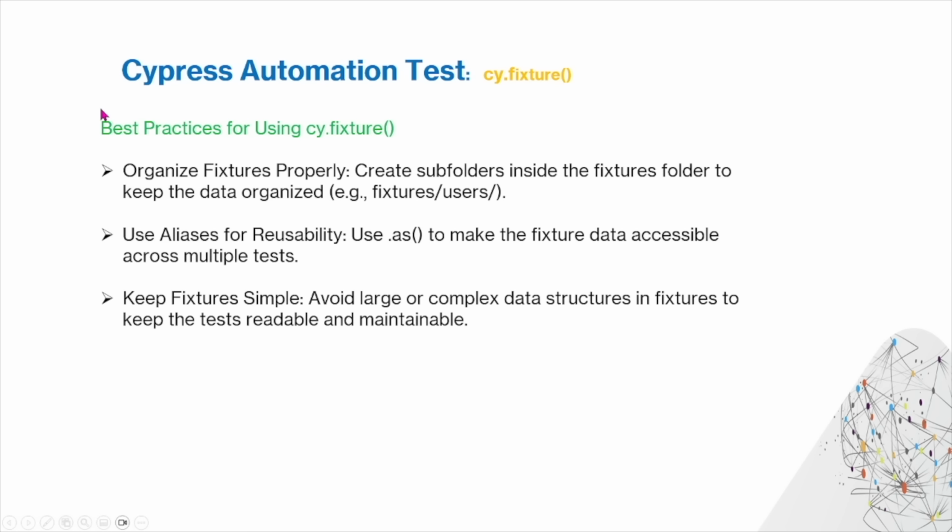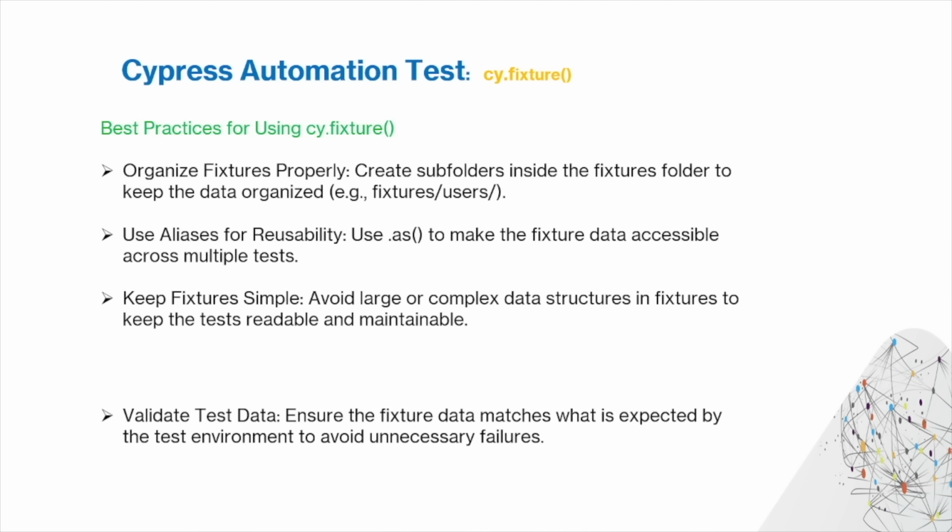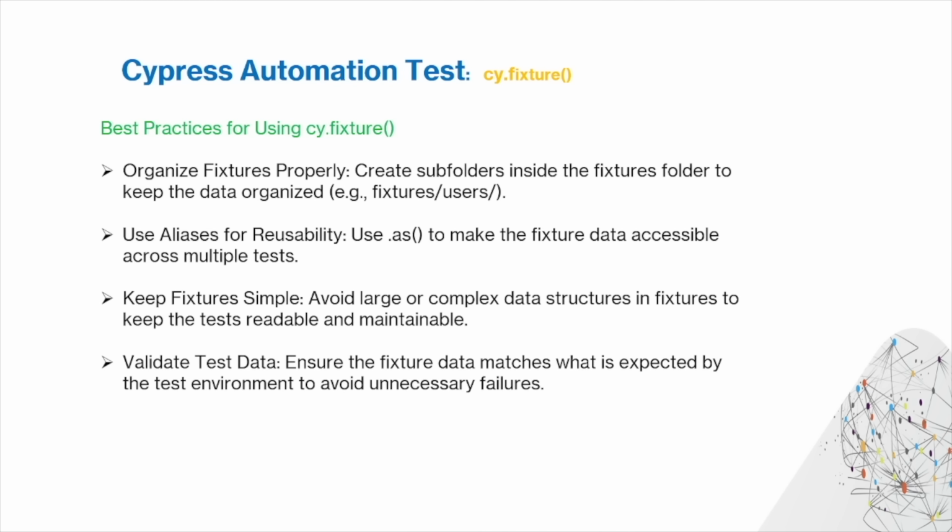Third thing is to keep fixtures simple. Avoid large or complex data structures in fixtures to keep the test readable and maintainable. And fourth, you want to validate test data. Ensure the fixture data matches what is expected by the test environment to avoid unnecessary failures.